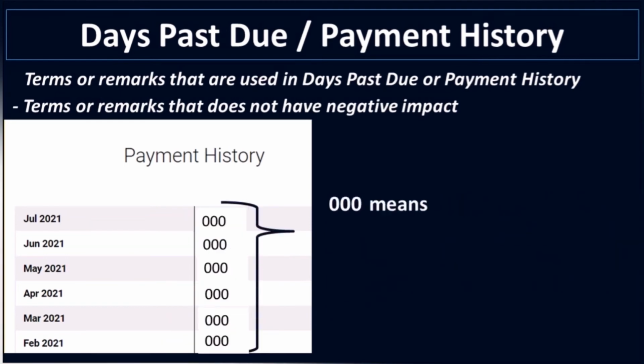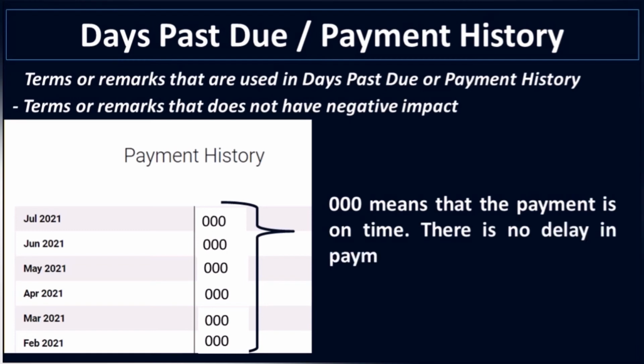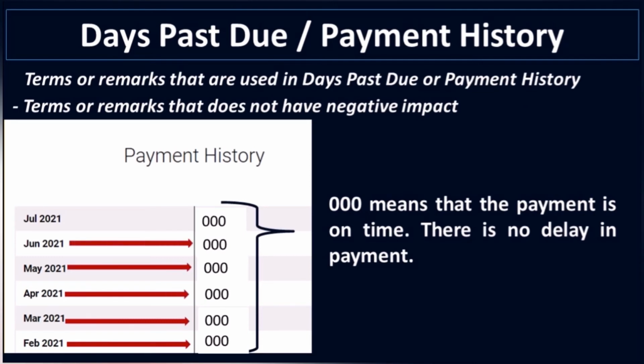In days past due, if 000 is mentioned for any of the months, it means that the payment is on time. There is no delay in payment. In this case, for the months of Feb, March, April, May, June and July, there is no delay in payments. The payment is being made on or before the due date.